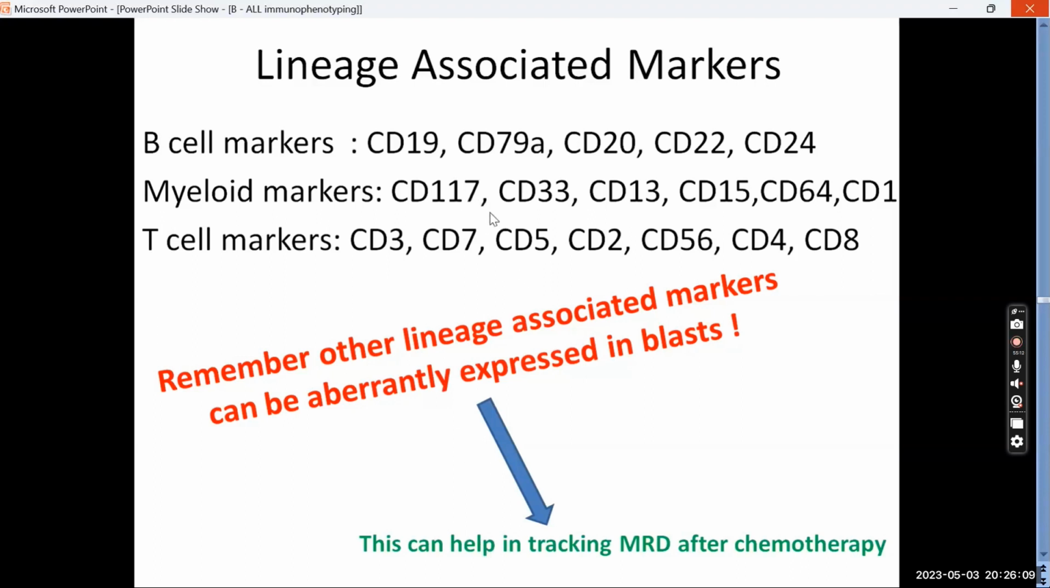And of course, this is aberrantly expressed, right? So during MRD tracking, it helps you to differentiate normal myeloid blasts and leukemic myeloid blasts. Similarly, it can help you to differentiate between hematogones and abnormal B leukemic lymphoblasts. Okay. So that is about lineage associated markers.